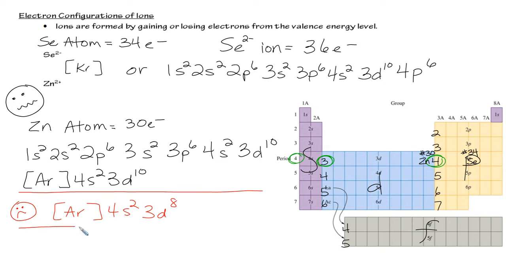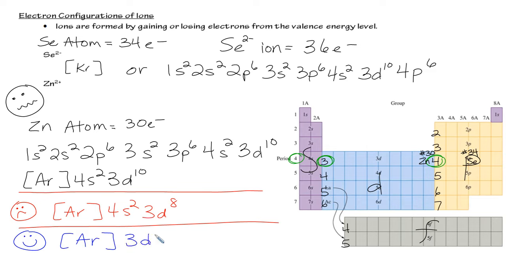Oh, isn't this tricky? Here's the right answer. Ding, ding, ding. Happy face. Argon 3d10. It's these guys. Those 4s electrons are further from the nucleus than the 3d electrons. You're going to lose the electrons that are farthest from the nucleus in the highest energy level.